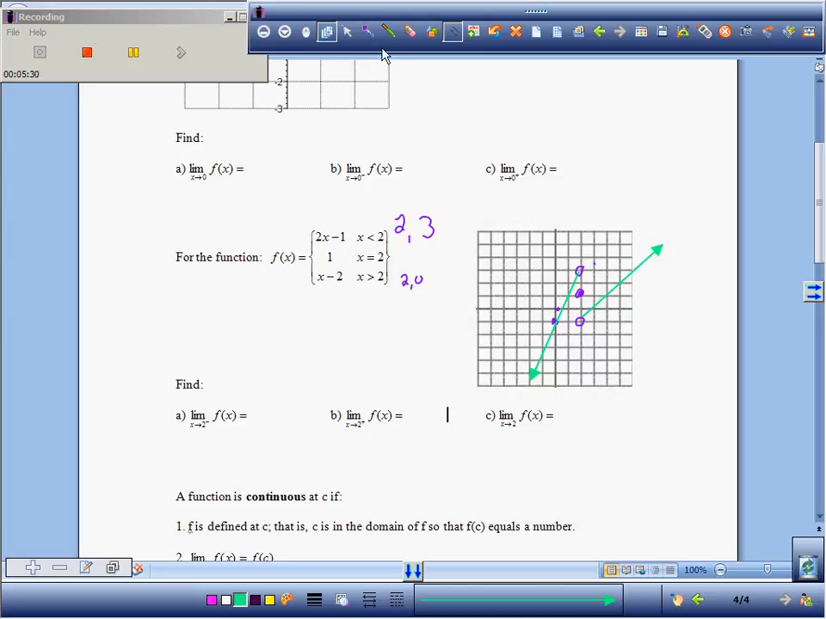So now it asks you, find the limit as x goes to 2 from the left side. What value am I approaching as I approach 2 from the left side?